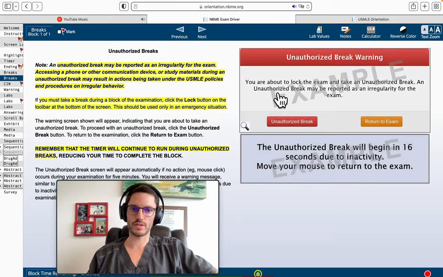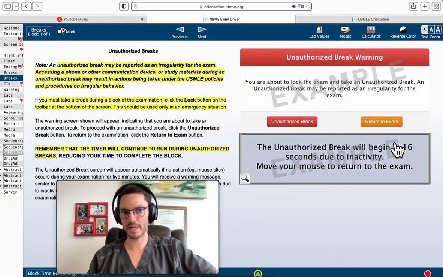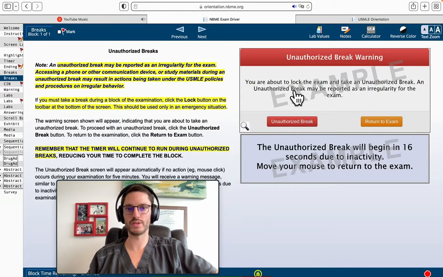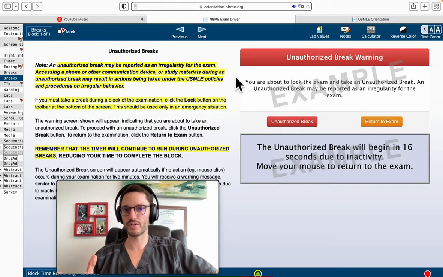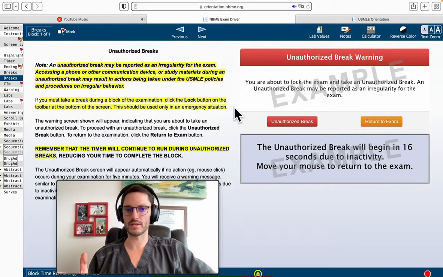Unauthorized breaks, we already talked about this. This would be using this lock sign in the middle of a test. I wouldn't recommend it, but if you have to do it and you have a good reason for it, go for it. I know people that have had diarrhea during the exam and had to go to the bathroom. They had to choose unauthorized breaks, and they actually did very well and were accepted into very competitive programs. And that's a success story.